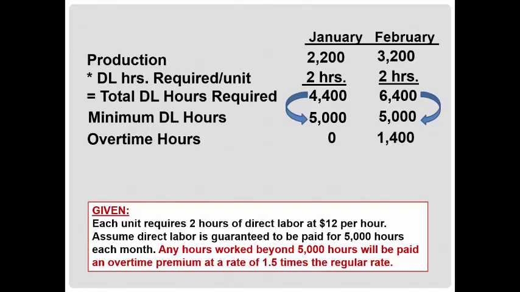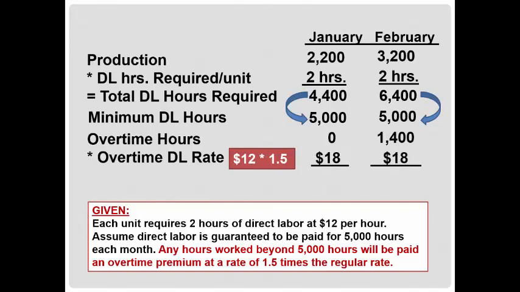We'll take these overtime hours and multiply by the overtime direct labor rate, which is 1.5 times the regular rate, or 12 times 1.5 is 18. So just these overtime hours are paid the extra amount, and so our overtime pay in January will be 0, and in February it will be 1,400 hours times $18, or $25,200.